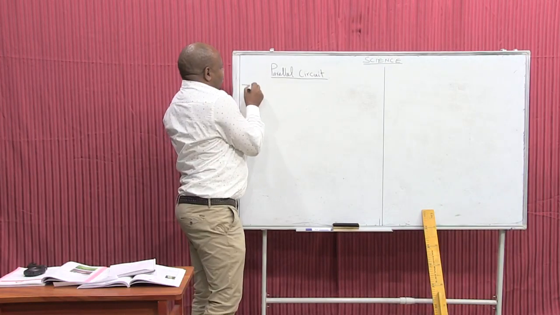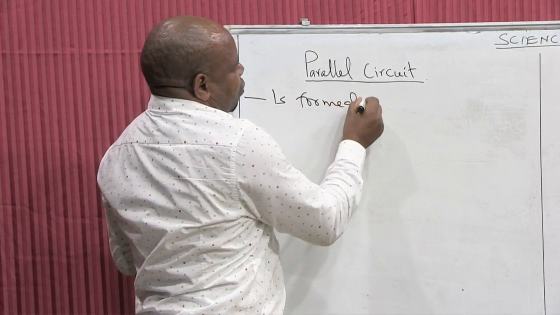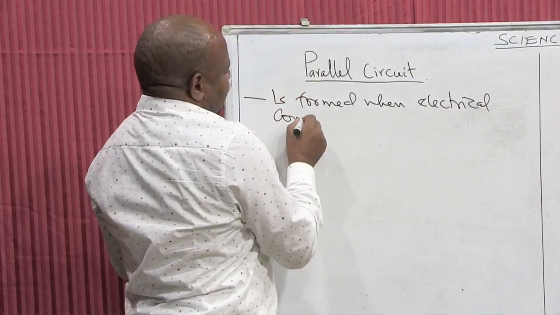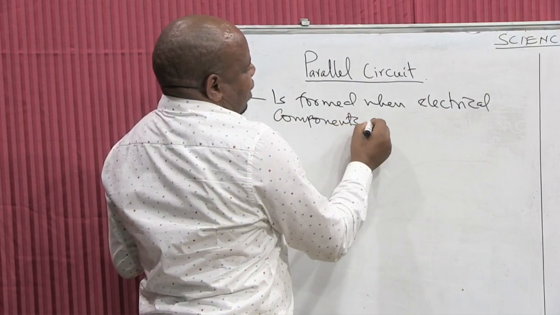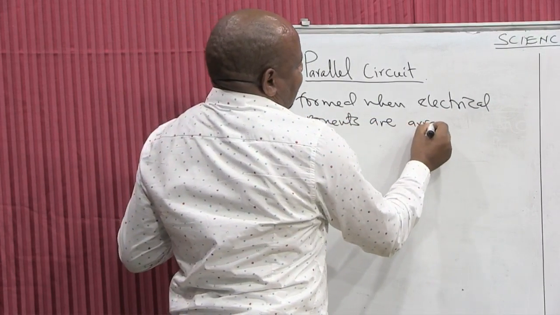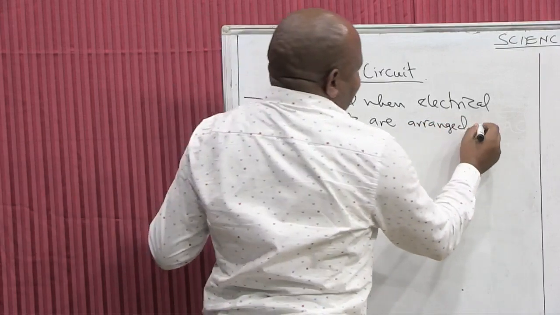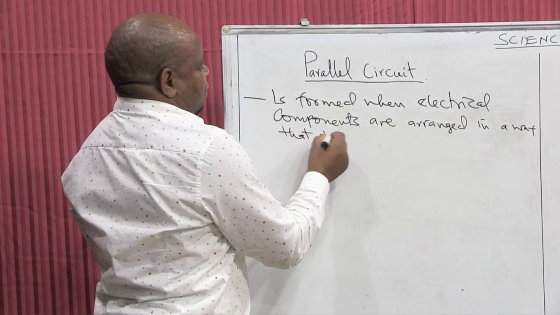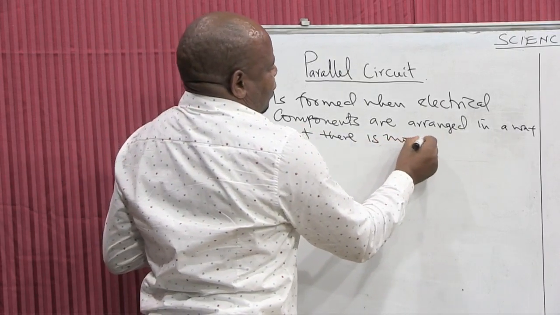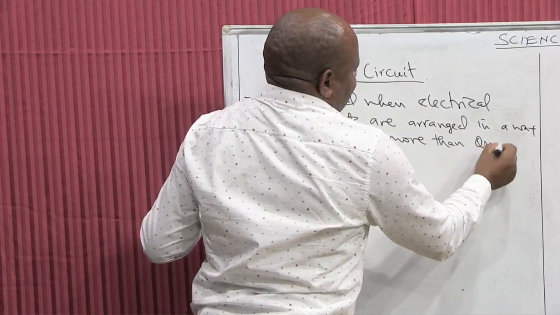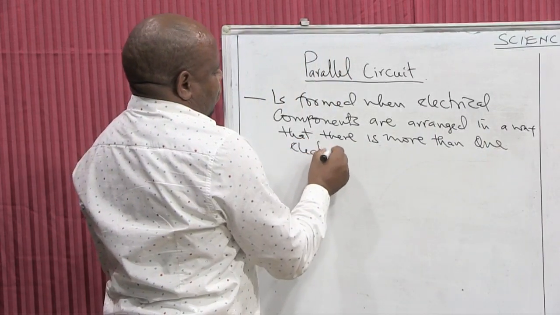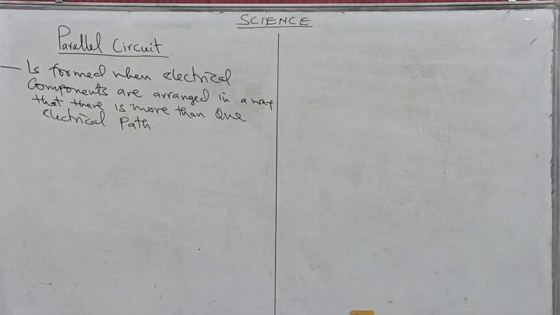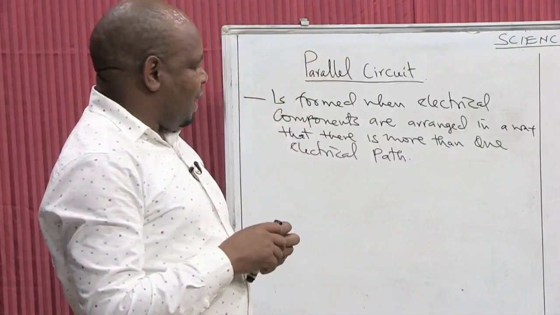So we have said it is formed when electrical components are arranged in a way that there is more than one electrical path for the flow of electrons, or for the flow of current.